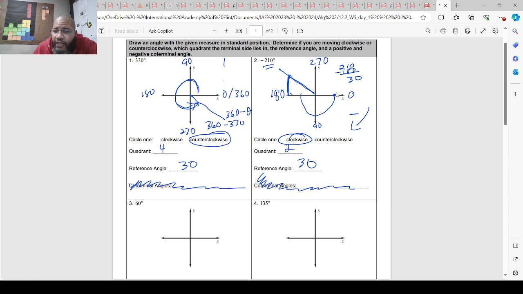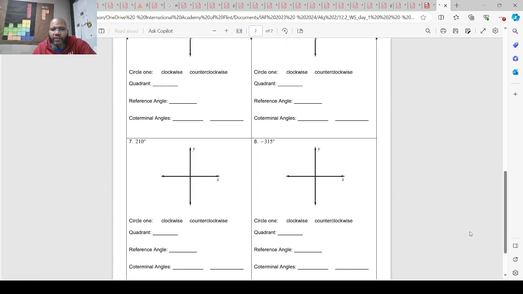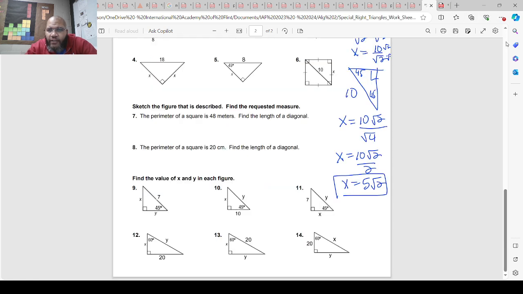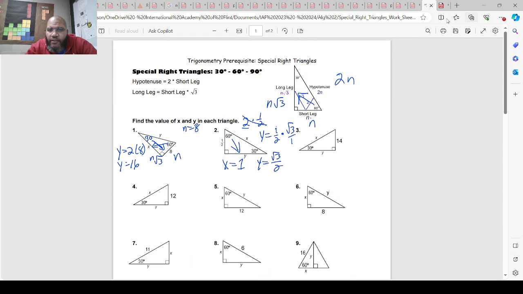So how did I know that that was 30 degrees? Well, like I said, 90 and then 180. So to get to 210, I had to go from 180 to there. Remember what the reference angle is. It's the terminal side with the x-axis. So reference angle is 30. I'll leave you to do these other ones. All right. So that is those two sheets.